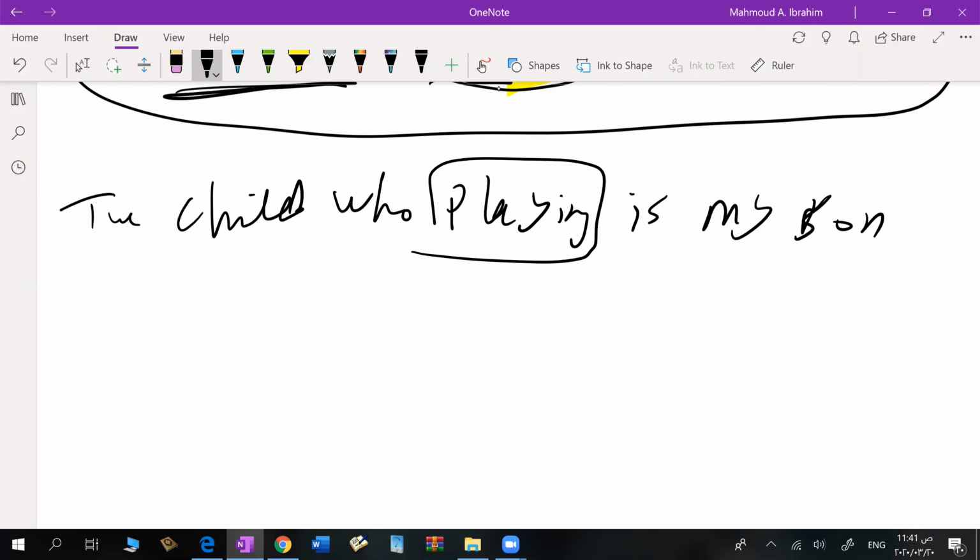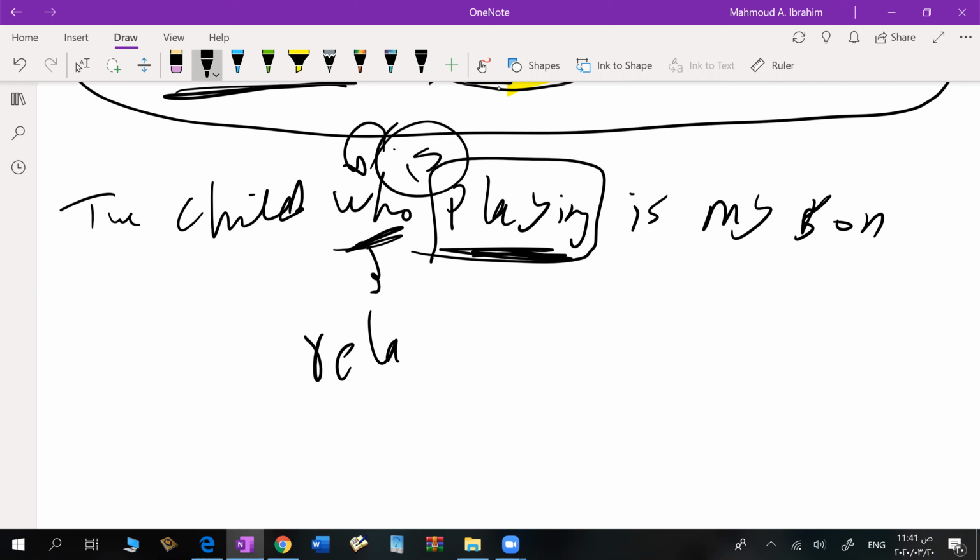Because after "who" you must have a verb. After "who" you must have a verb. Okay? So "playing," is it a verb? No, it's not a verb. It's a gerund, a present participle. In order to have a verb, you can say "the child who is playing." Now this is the verb of "who," because "who" is a relative pronoun and it's a subject. Okay, what's "who"? Who is a relative what?